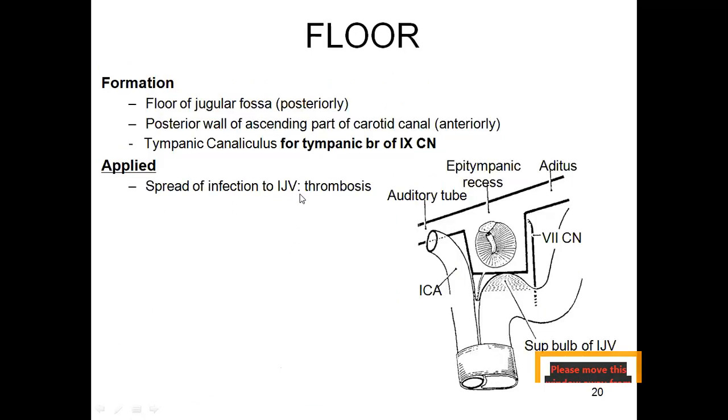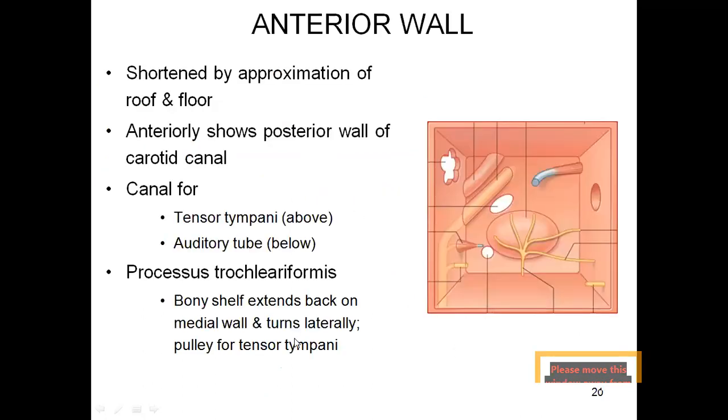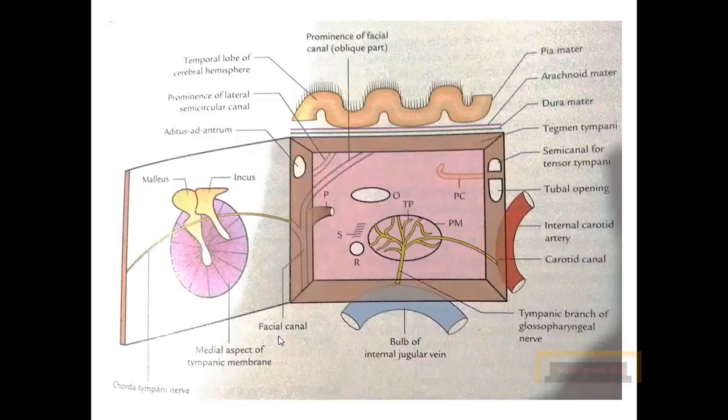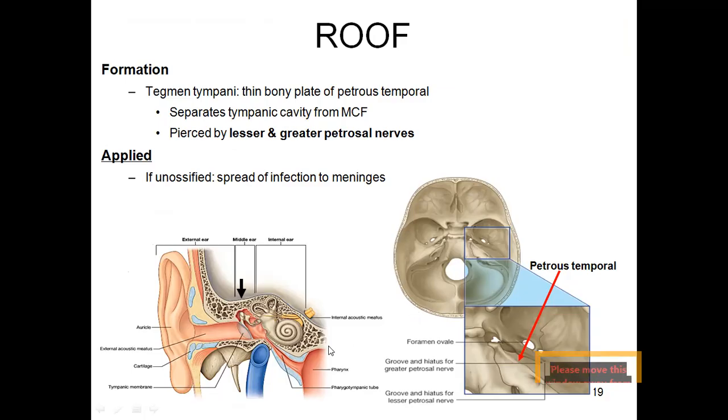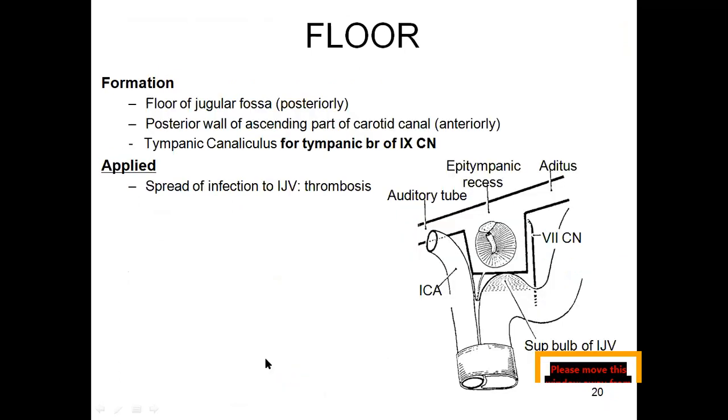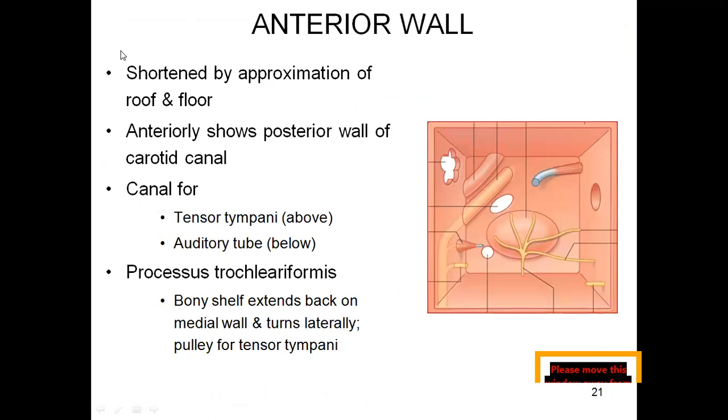That condition is thrombosis. Now coming to the anterior wall. So which is the anterior wall here? This picture has helped us understand very easily. The anterior wall is the place where we have an opening for the eustachian tube, like this one. This is the anterior wall. It is the middle ear communication with the nasopharynx, where we have a tube, the auditory tube or pharyngotympanic tube or eustachian tube. So this is our anterior wall.